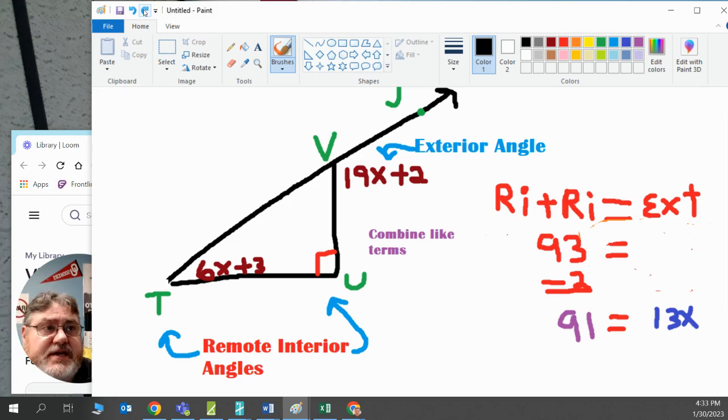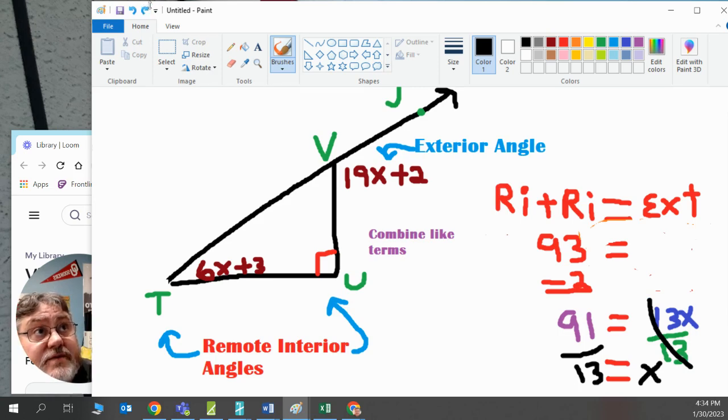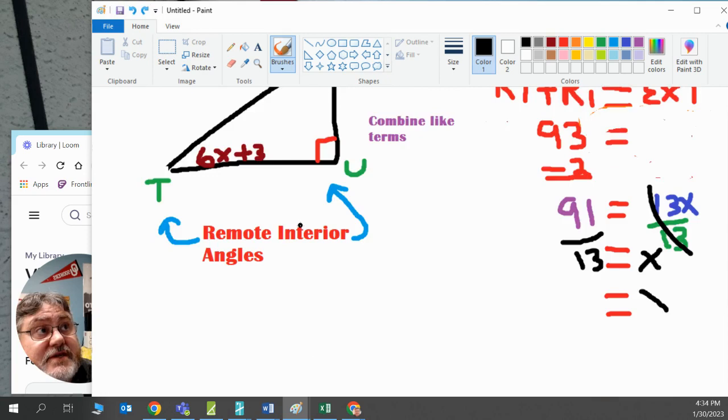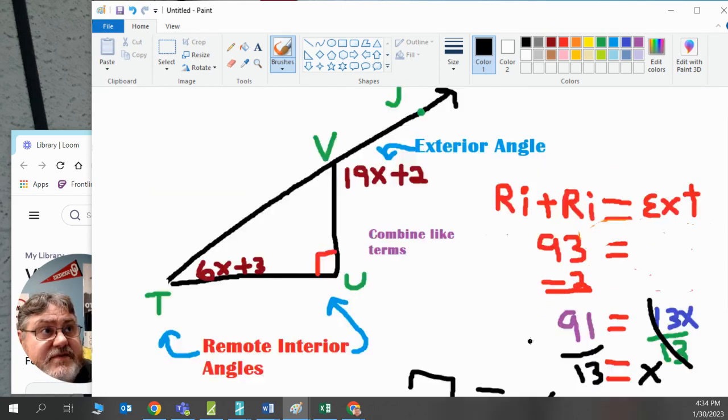Now, this means 13 times the number equals 91. So we do the opposite of multiplication, which is division. So I'm going to divide 13 by itself. 13 divided by 13 is 1, or 1x. 91 divided by 13 is 7. Therefore, x will equal 7. I'll put that up here. And so x equals 7 because 91 divided by 13 is 7. So x will equal 7.